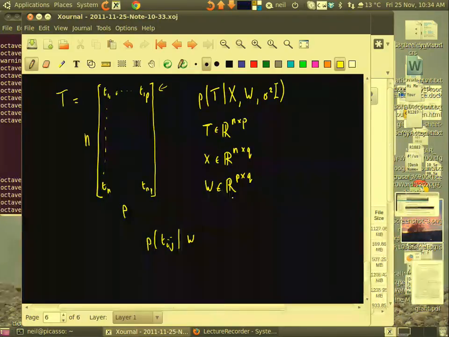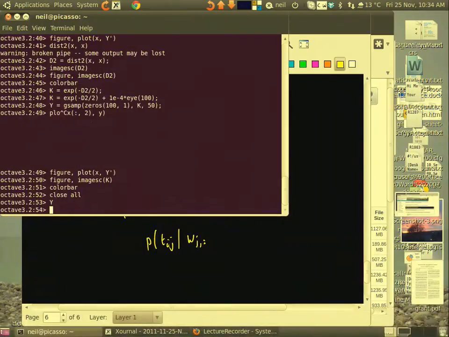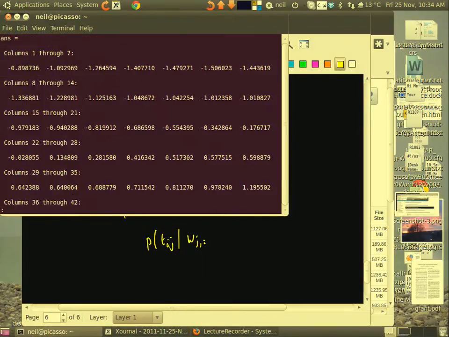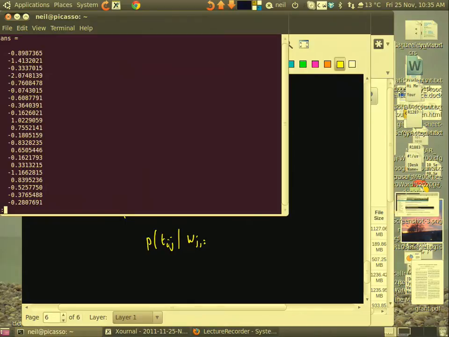so this will be the W_{j,:}. So what do I mean by this colon notation? Well, it's stolen from MATLAB and Python. So we had that matrix Y before, right? If I want the first row and the entire set of columns from Y, it's that. If I want the first column and the entire row, it's that.